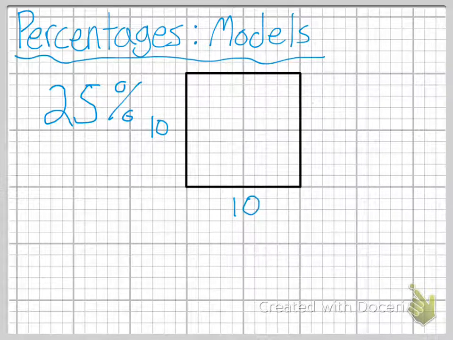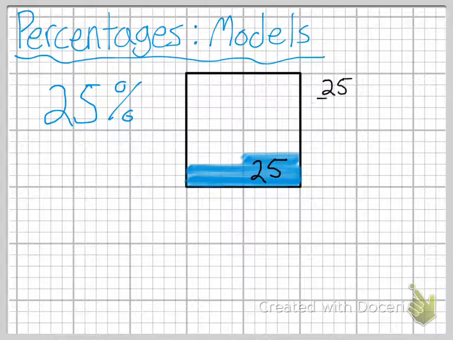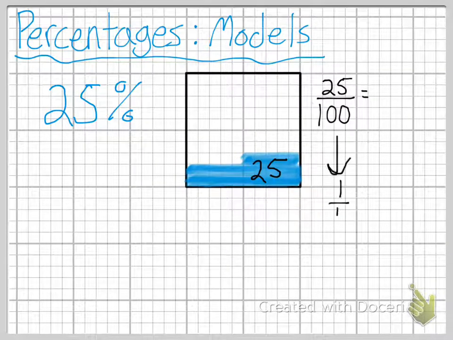In order to show 25%, we need to show an equivalent area. So on the bottom we'll use 10. Then we'll do the next row up, which should be 20. And then we'll need 5 more individual squares. If we count all these up, it would be 25 out of 100, which we know is equivalent to 25%, or 1/4 if I reduce my fraction. If I look at the decimal, it is 0.25.